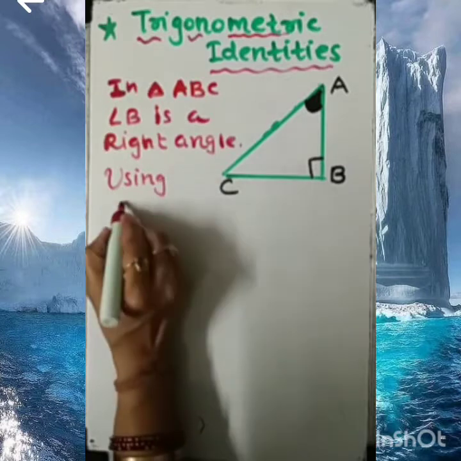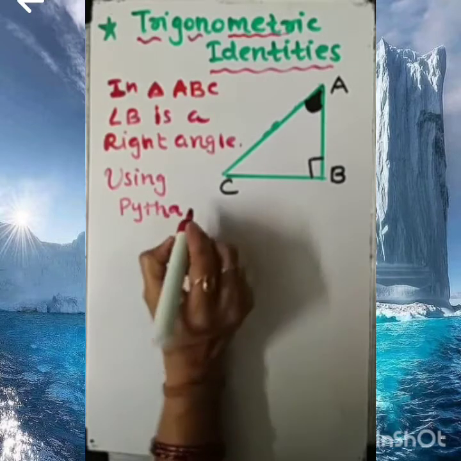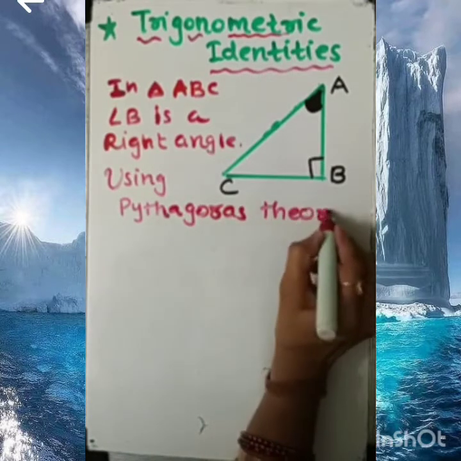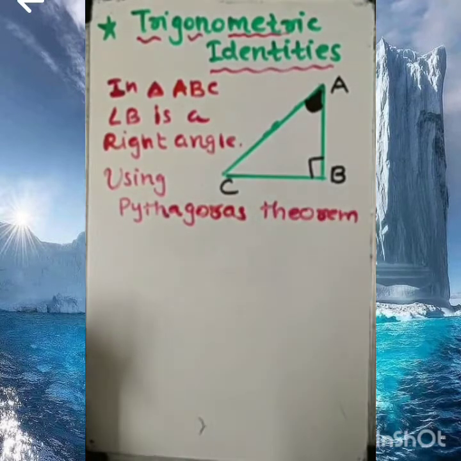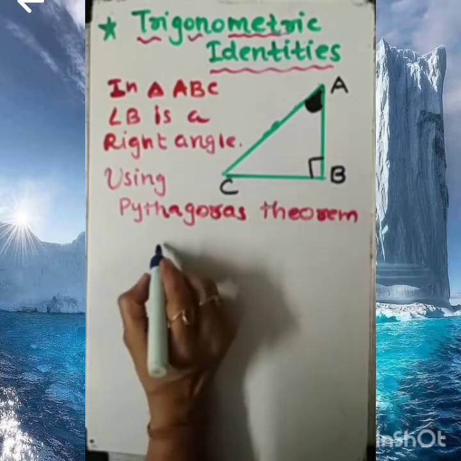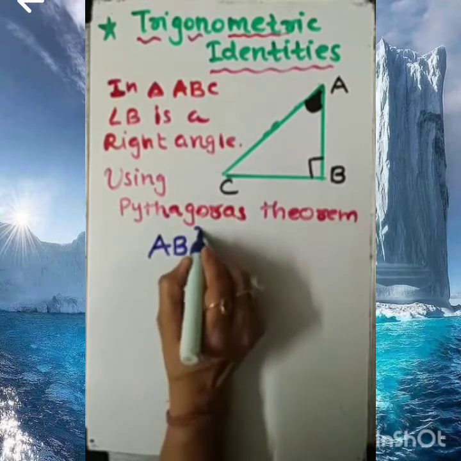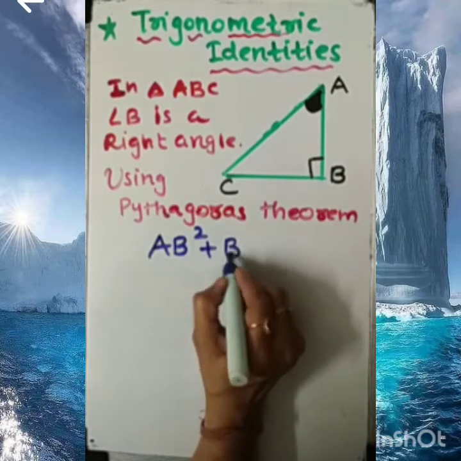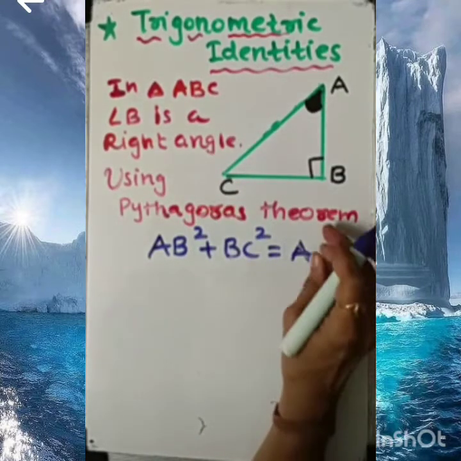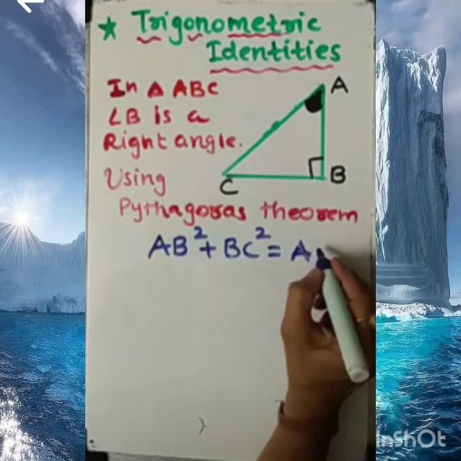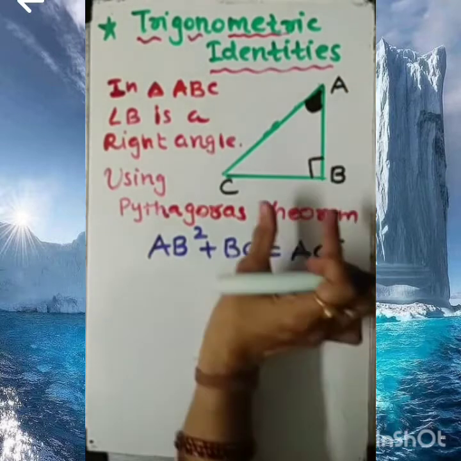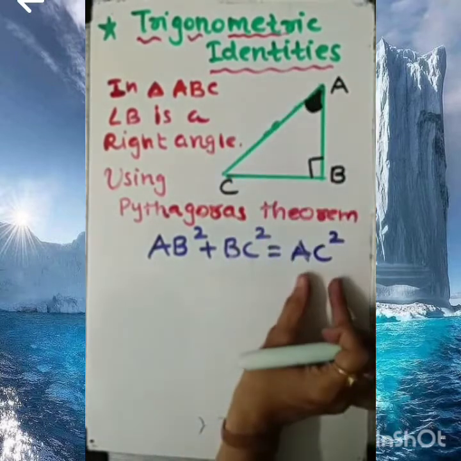If I am applying Pythagoras theorem, then this very important result we have. What is that result? Let me note down. According to Pythagoras theorem, the sum of the squares of the two sides is equal to the square of the third side, that is the square of the hypotenuse. So, AB square plus BC square equal to AC square.